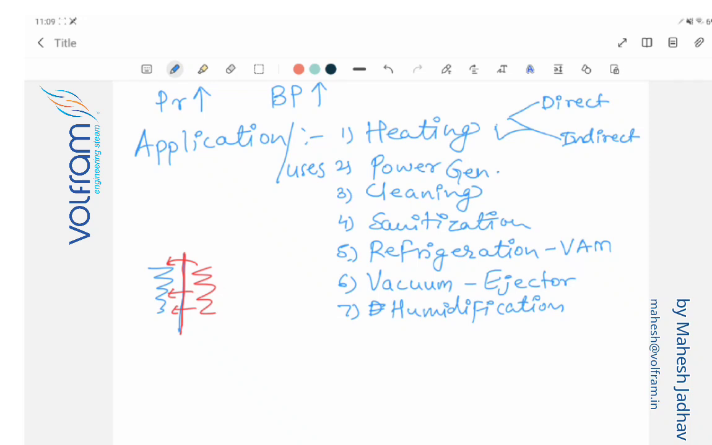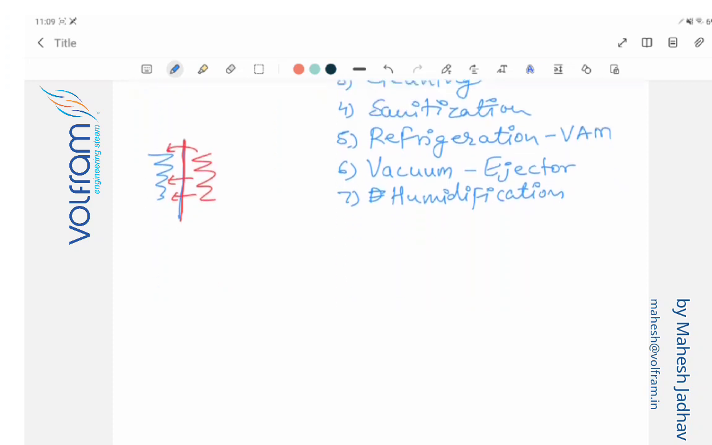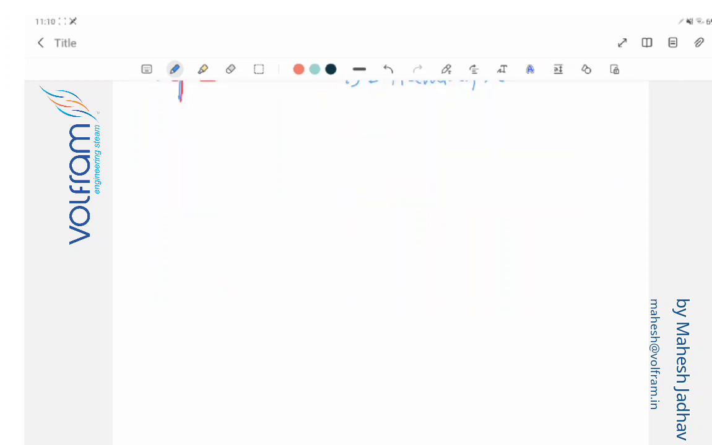We cannot live without this, because power is being generated using steam. So all these applications and uses are very important, and they touch every part of our life. Understood? Now we'll continue with how steam is generated and how enthalpy and temperature play a role.